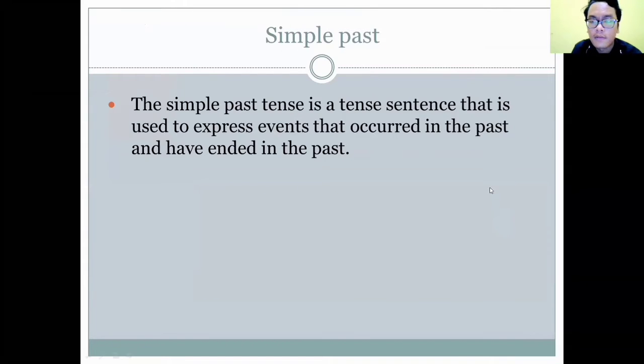Hi, my name is Muhammad Farhanuddin Wijaya, and I'm here to present what the simple past tense is. Maybe you are familiar with the simple past tense because we have studied this material since elementary school. So I will explain what simple past tense is. The simple past tense is a sentence that is used to express events that occurred in the past and have ended in the past.